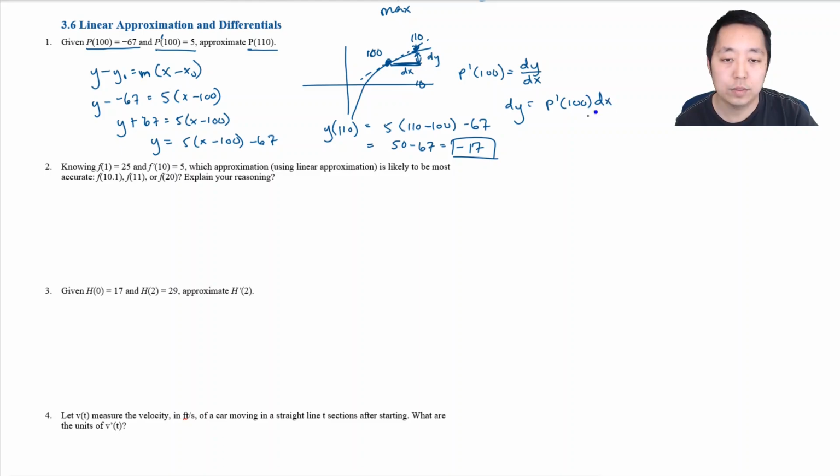times dx. And the way we would say this, if my change in x, my dx, is 10, and the derivative is 5, then my change in y is going to be 50. So 50 would be equal to 5 times 10. And since I start at negative 67 here, that means I go up by 50. So I add 50 to this, and I end up with negative 17, and that's where I'm at. So that's the differential approach to it.